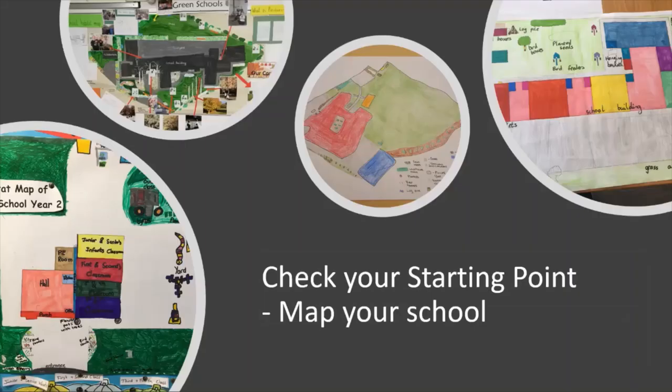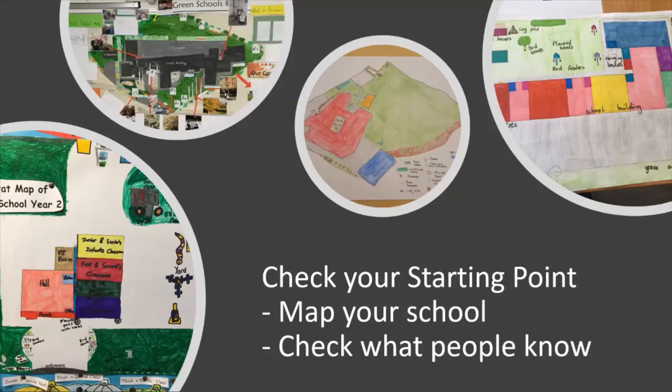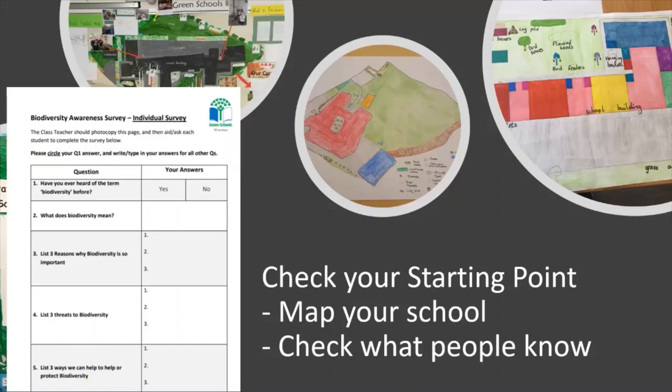You can start by following the 7 steps, as outlined in the Biodiversity Handbook. For the environmental review, you will see that there are 2 key goals. One is to map your school grounds and to see what plant and animal diversity you have on your campus before taking action. The other is to use the survey in your handbook to find out the level of understanding about biodiversity in your school. Again, before you start to take action.